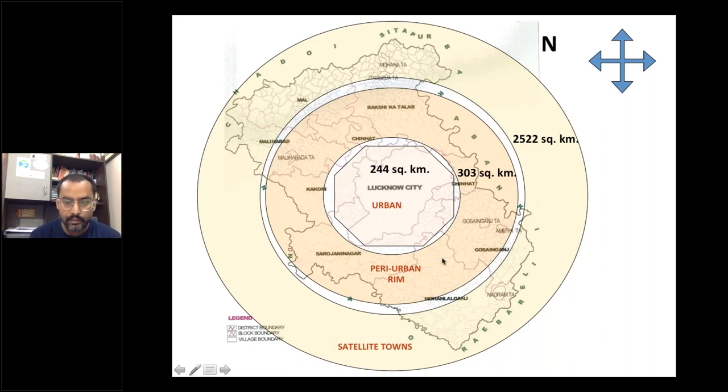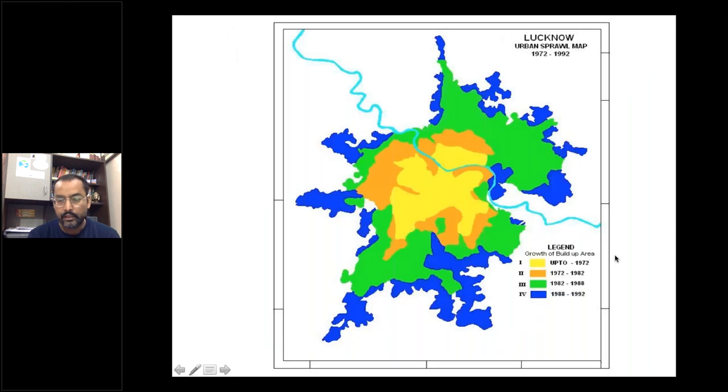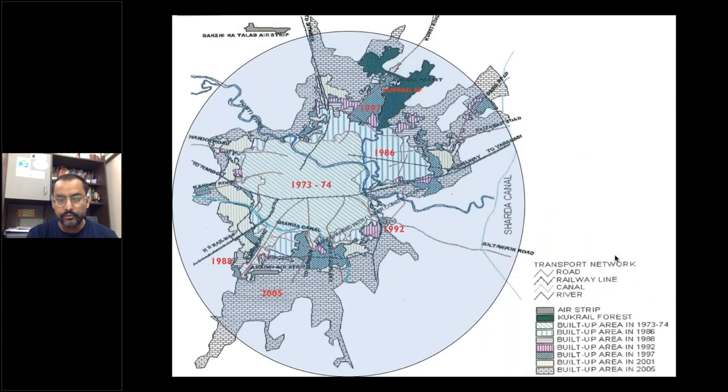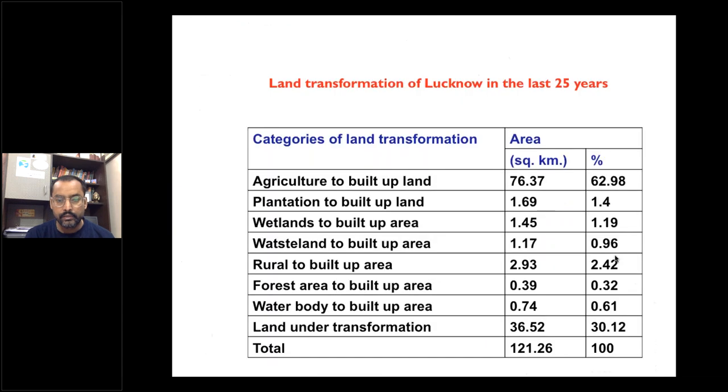These are quite dynamic areas. So I worked on peri-urban land transformations, and we made various maps of how the urban sprawl happened right from 72 onwards, how the new structures came up, how the new structures were added to the older structures. And these are some of the figures of how the land was transformed in Lucknow in the last 25 years. And agriculture was a major casualty of our urban planning.